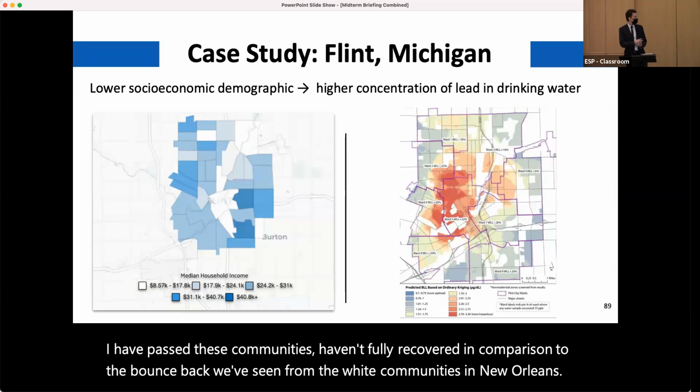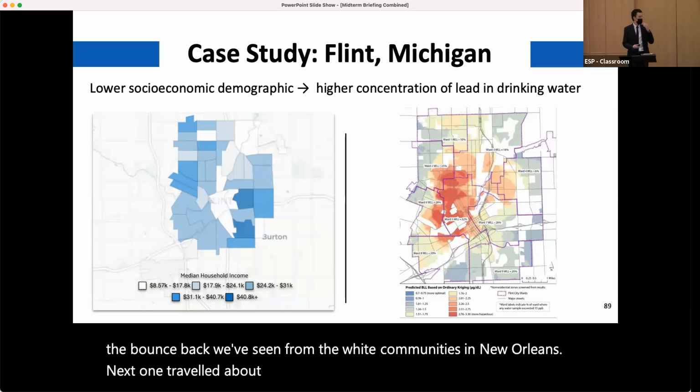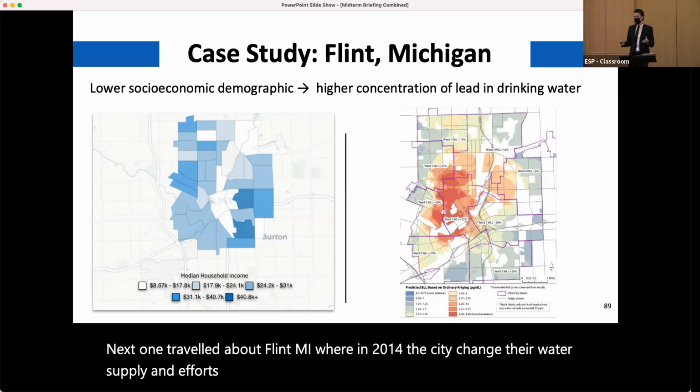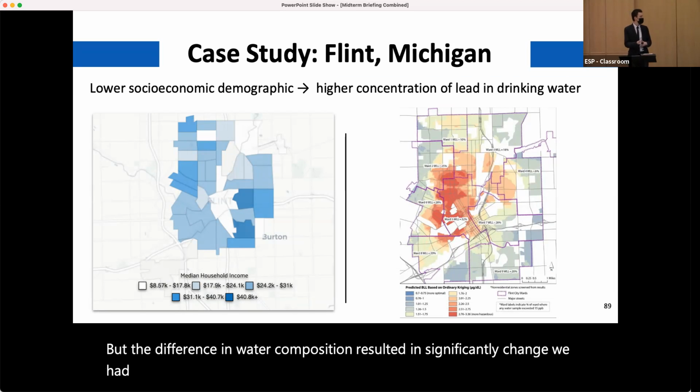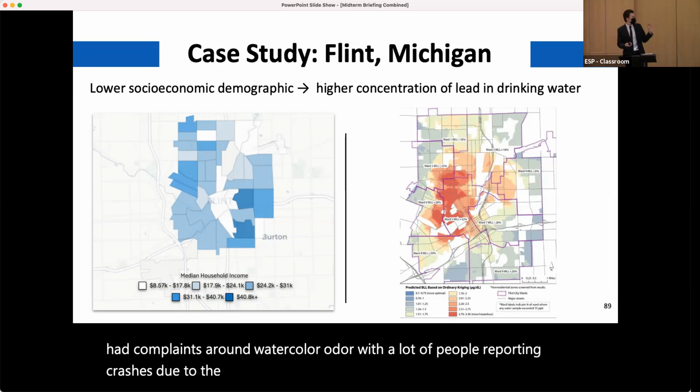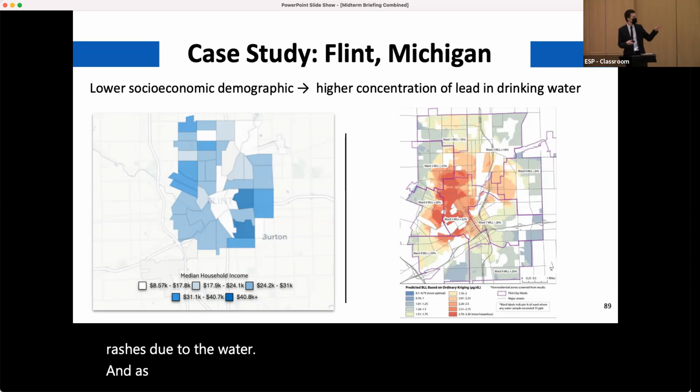Next, I want to talk a little bit about Flint, Michigan, where in 2014, the city changed their water supply in efforts to save money. But the difference in water composition resulted in significant lead leaching. We had complaints around water color and odor, with a lot of people reporting rashes due to the water. And as we can see here, Flint is a predominantly low-income community.